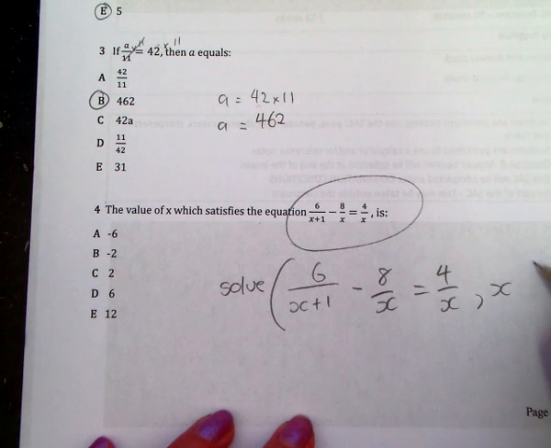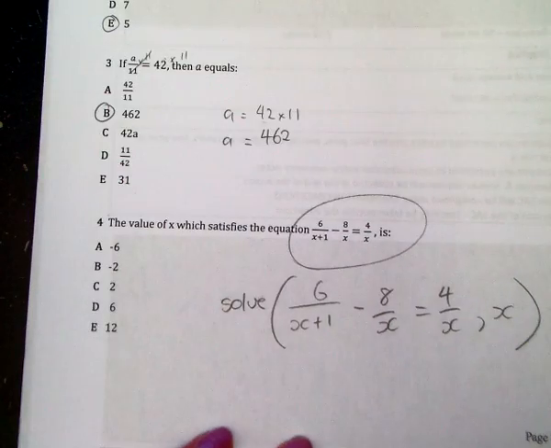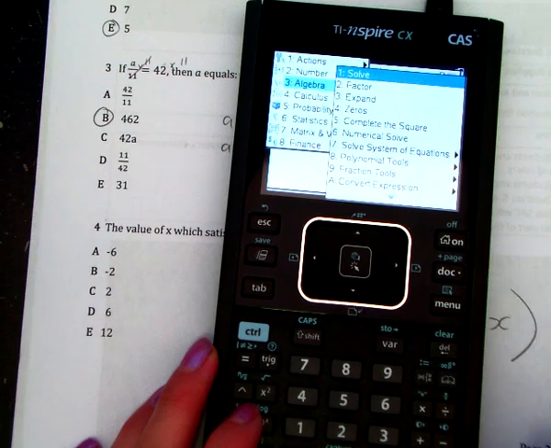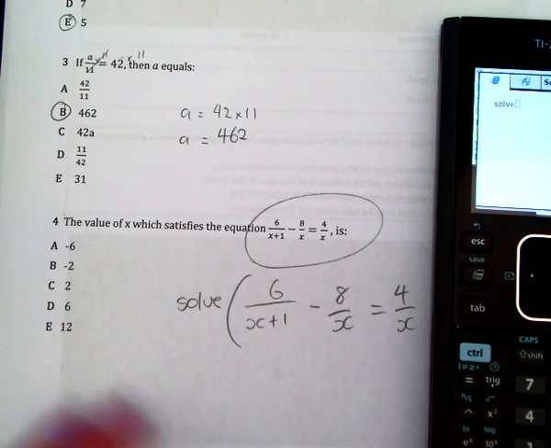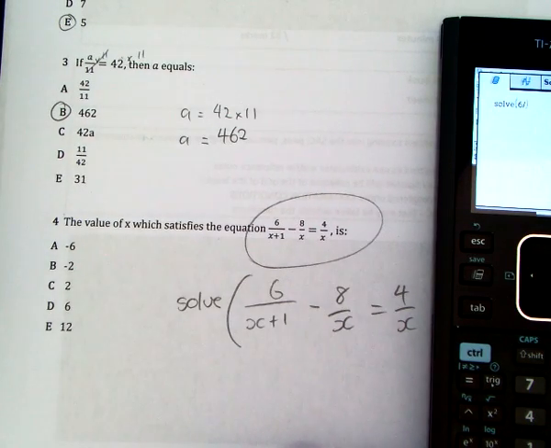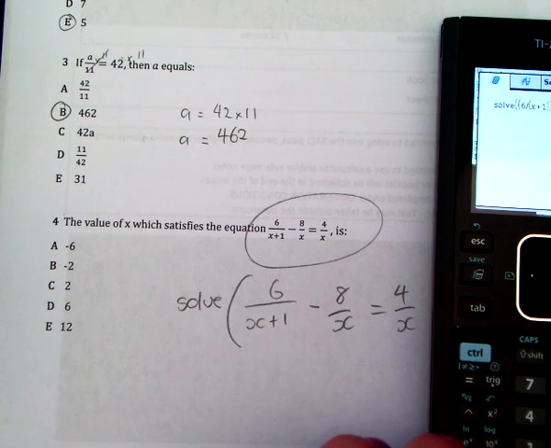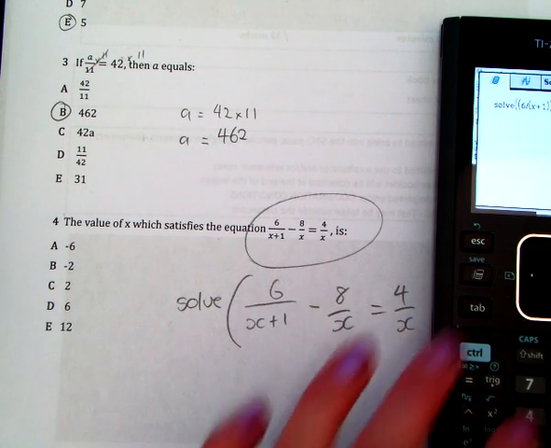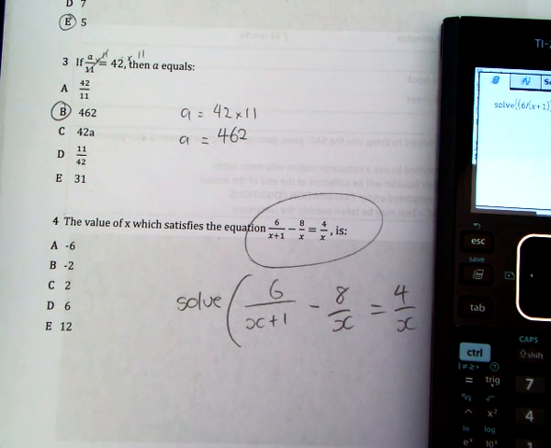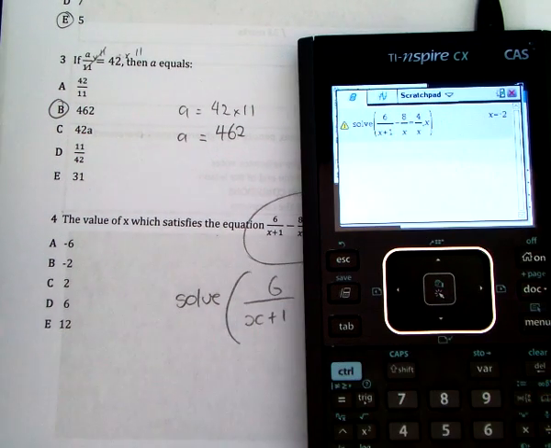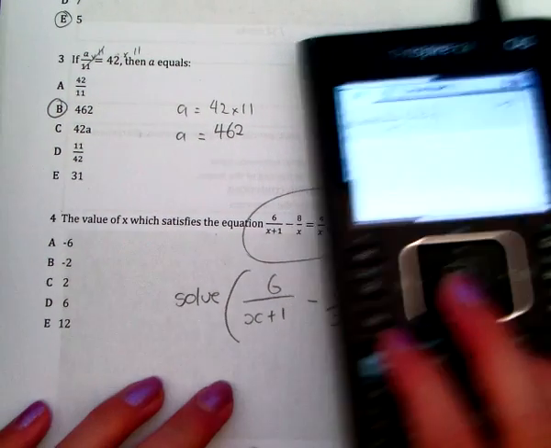and solve for x. Okay, so on our CAS calculators, we need to go menu, algebra, solve, okay, and type in our equation. So 6 divided by x plus 1 minus 8 over x is equal to 4 divided by x. All of that is solving for x, so we need to put comma x. And this solve tells us that x is equal to negative 2. So that's option B.